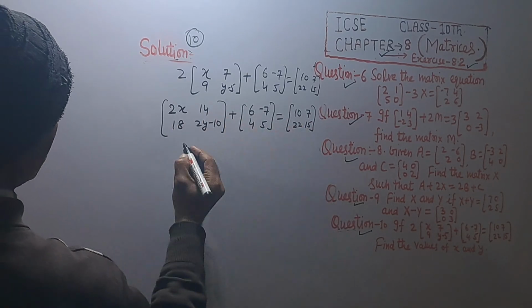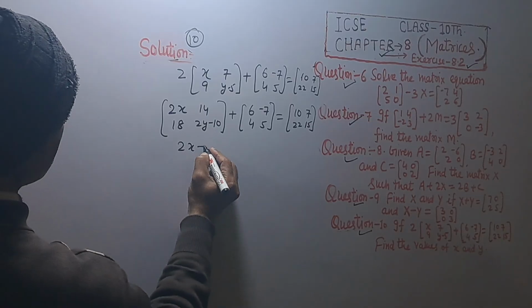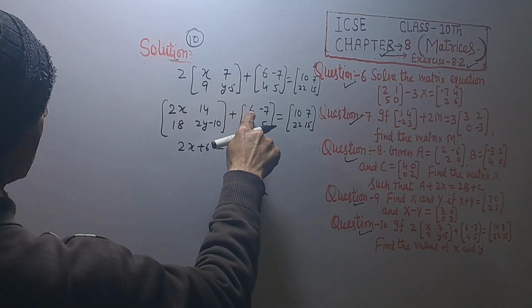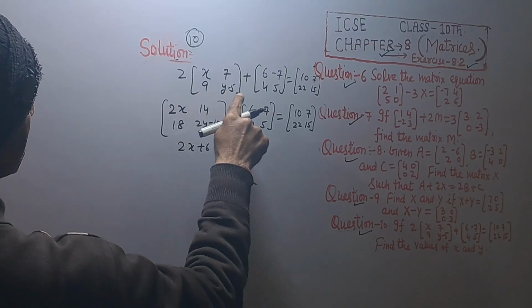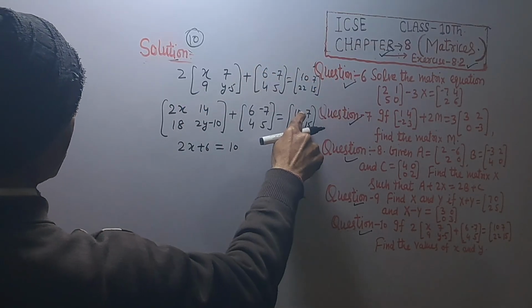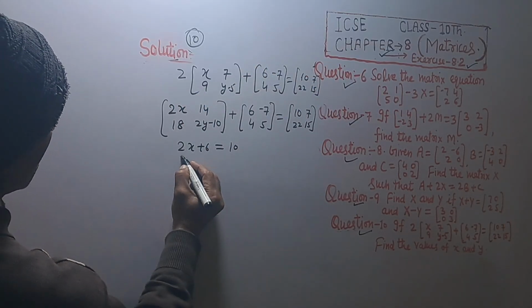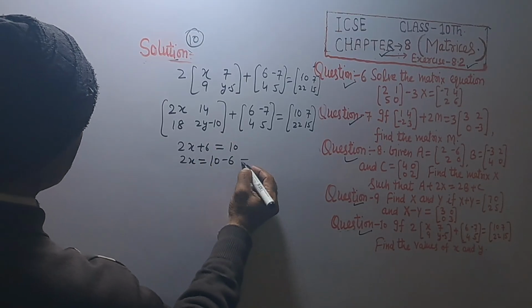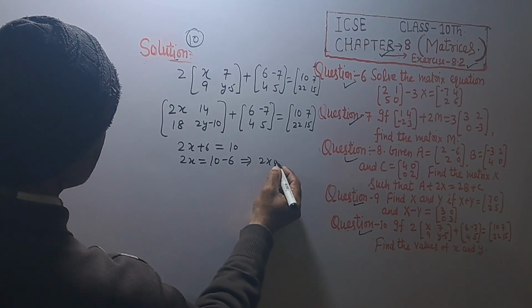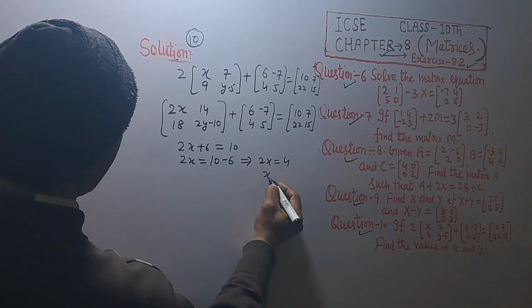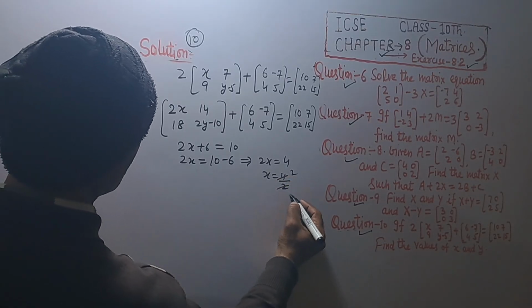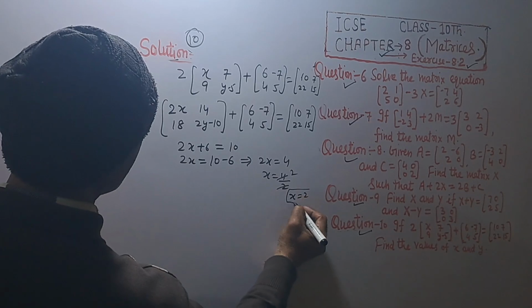2x plus 6 equal to 10. First element, we are adding the first elements, and that will be equal to 10. 2x is equal to 10 minus 6, which implies 2x is equal to 4, and x is equal to 4 divided by 2, that is equal to 2. So we get the value of x equal to 2.